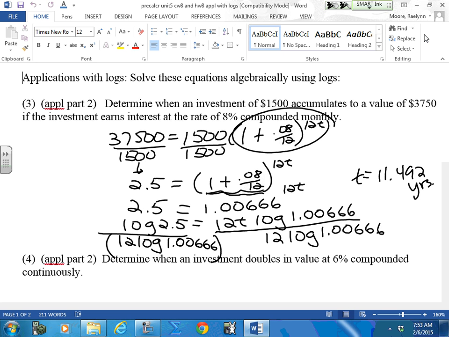If you look this back up in your application packet, when we graphed this, we had an exponential curve, and we had the 3750 come across. And where they intersected was our answer. Yes, it was probably a lot easier than doing the log, but if you have to solve it algebraically, you have to use a log to bring down your exponent. This one's kind of messy because it's got a lot of things going on. You have your fractions, you have decimals, you have a lot of things going on here.